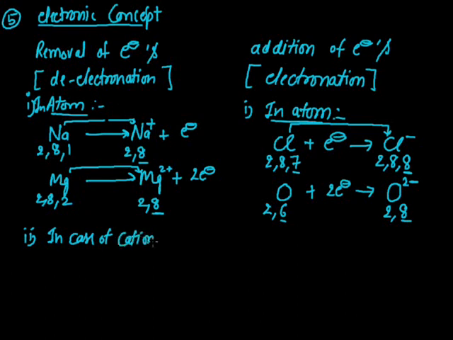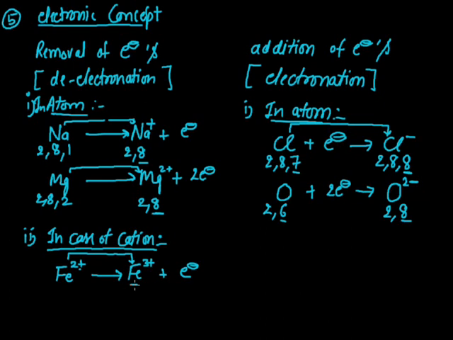Now second, in case of cation, we can take the example Fe2+, that is a ferrous ion or iron second ion. It donates one electron and the charge will be 3+. In this reaction, we can say that ferrous ion converts into ferric ion, and there is a removal of electron, so we can say that this reaction is also an oxidation reaction.